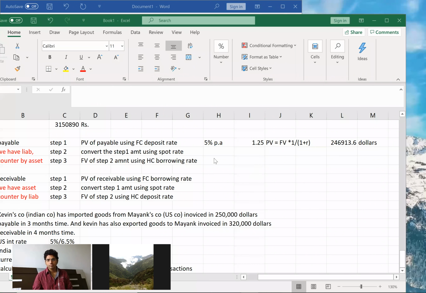Okay. Now converted at spot rate. What is the spot rate? Spot rate is 78 rupees. $1, 1 USD equal to 78 rupees. Okay, so multiply. So this into 78. This will be rupees.